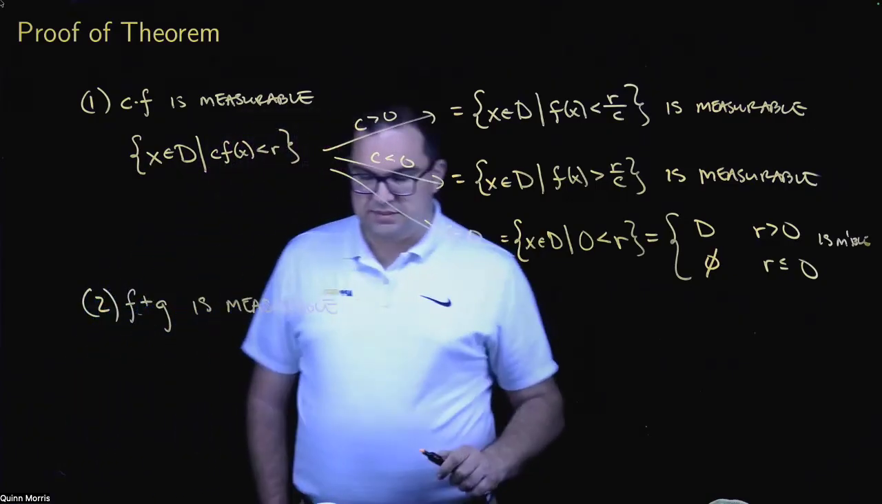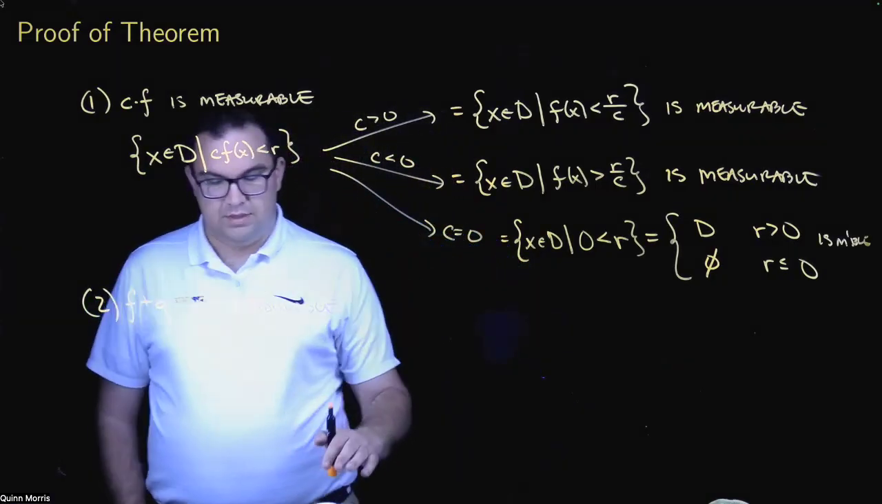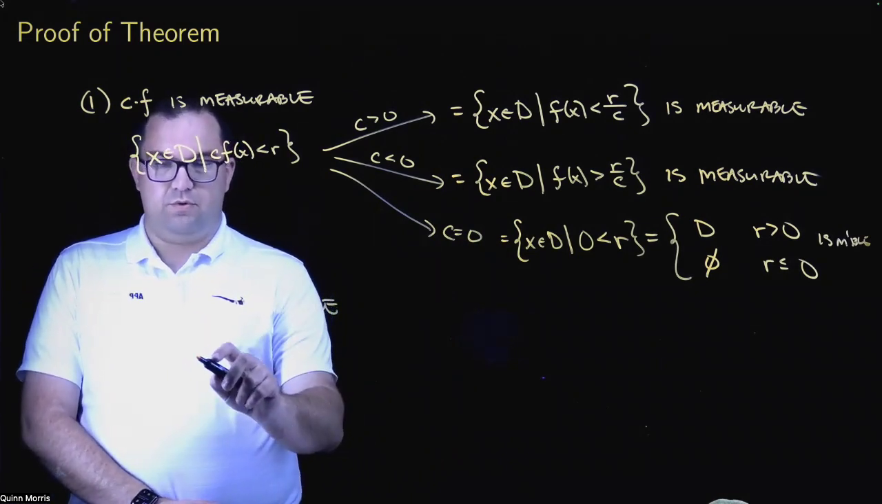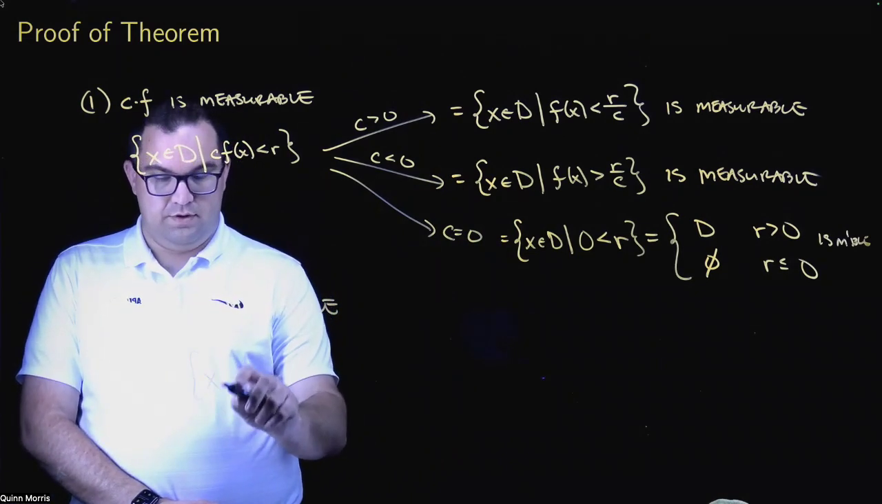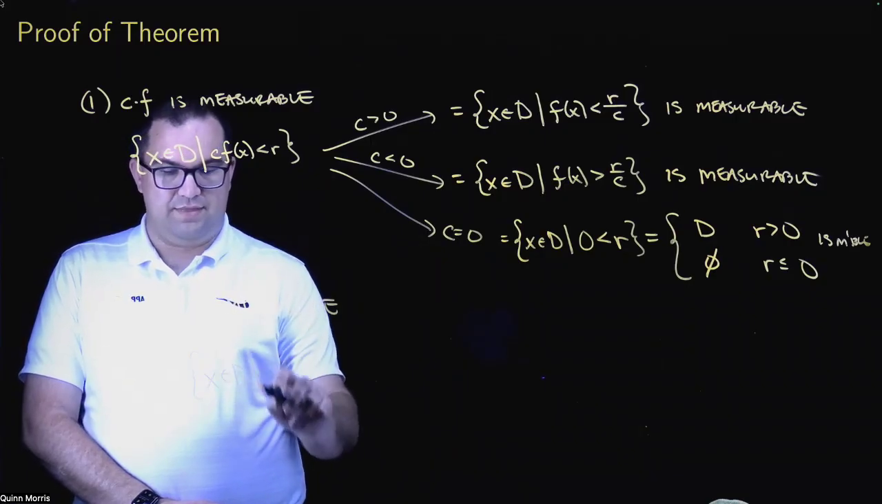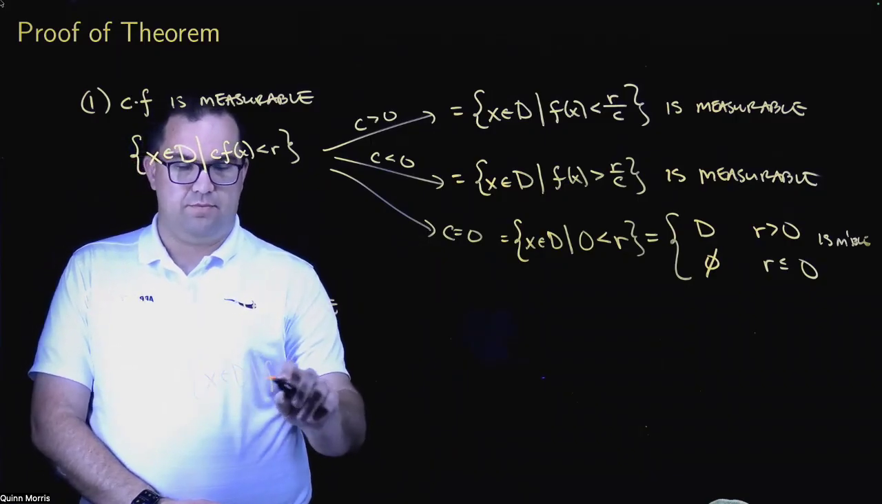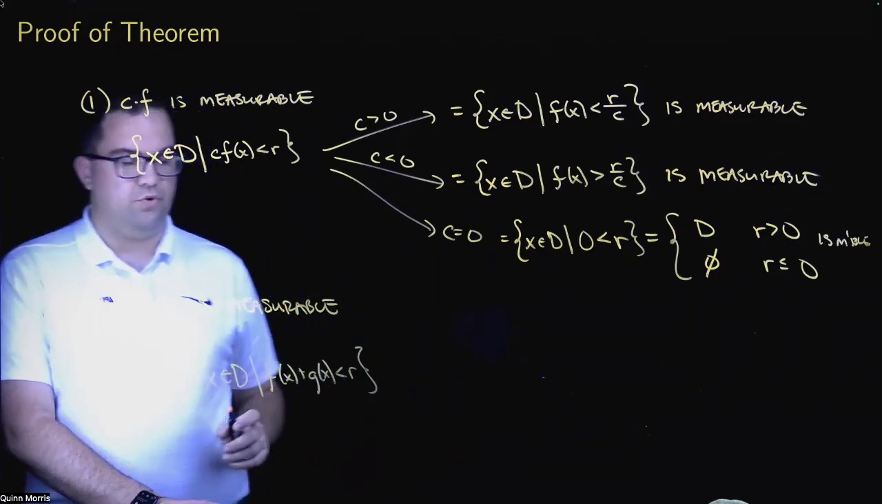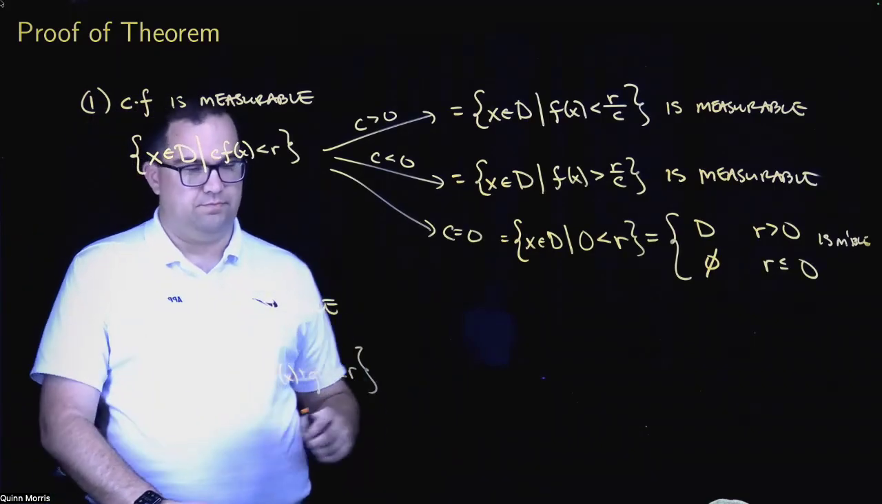Now, in this case, we need to be a little more careful. So what I would want to establish here is that I really want to look at the set of all X in my domain such that F of X plus G of X is less than R, and I want to prove that that is measurable.